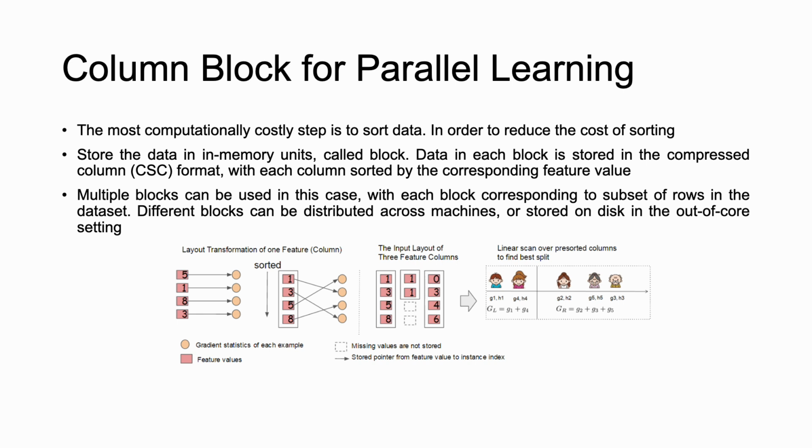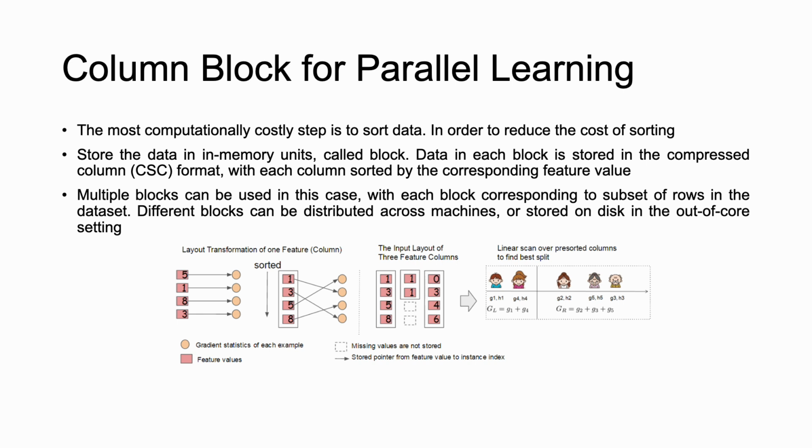Data in each block is stored in a compressed column, or CSC, format, with each column sorted by the corresponding feature value. The input data layout only needs to be computed once before training and can be reused in later iterations.